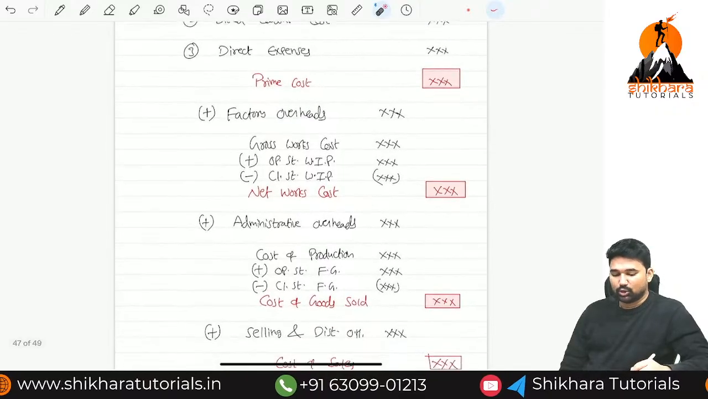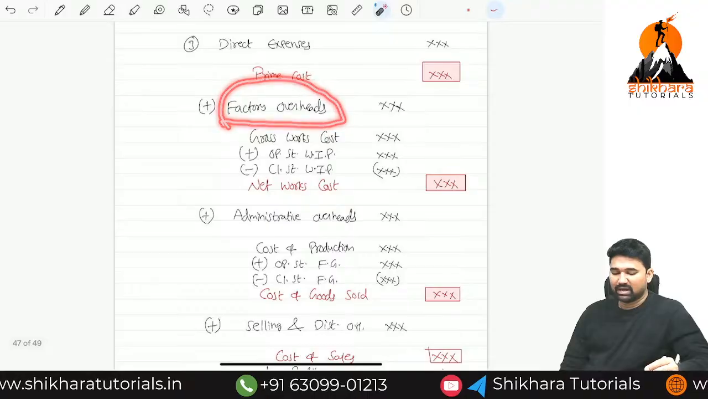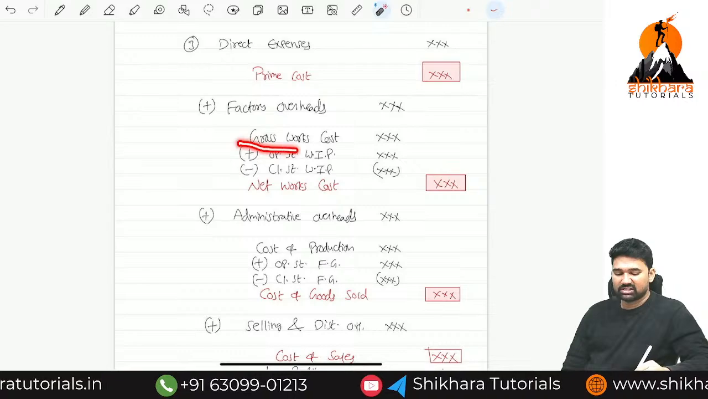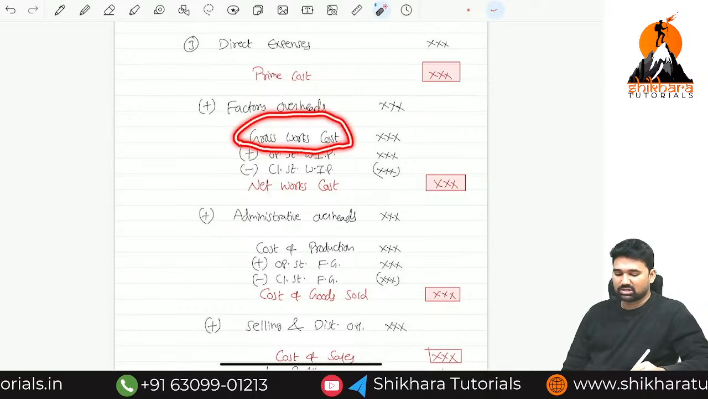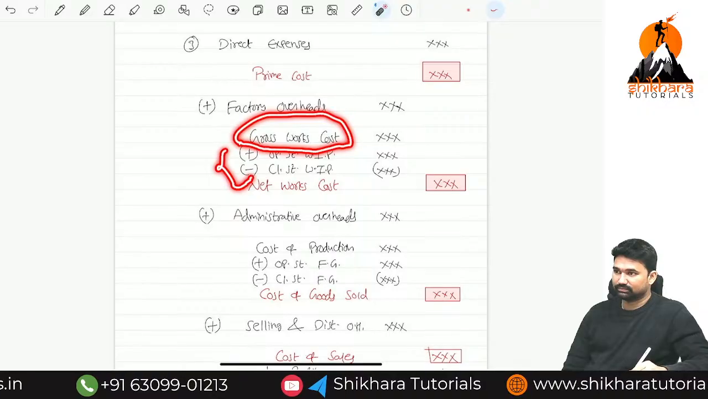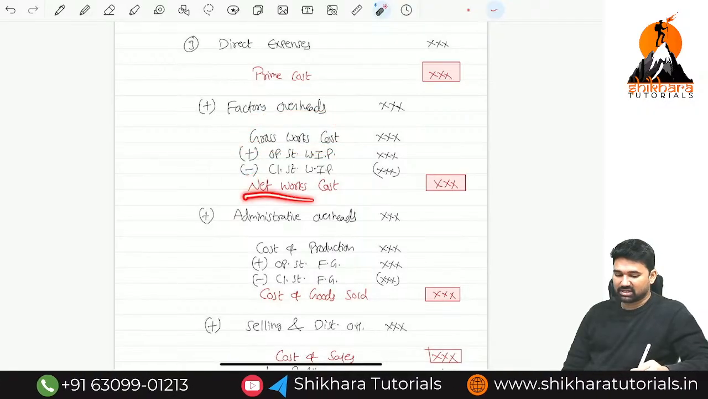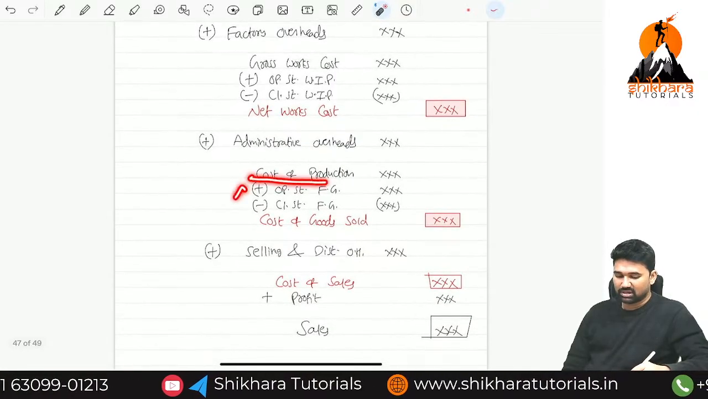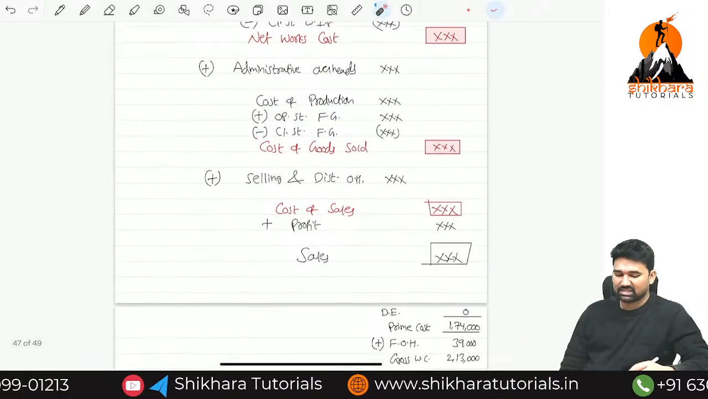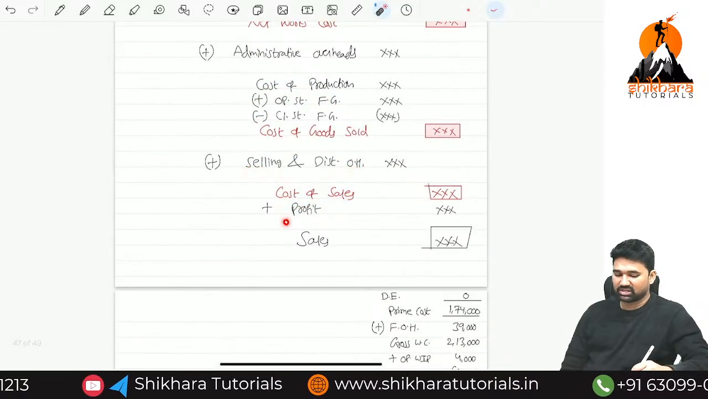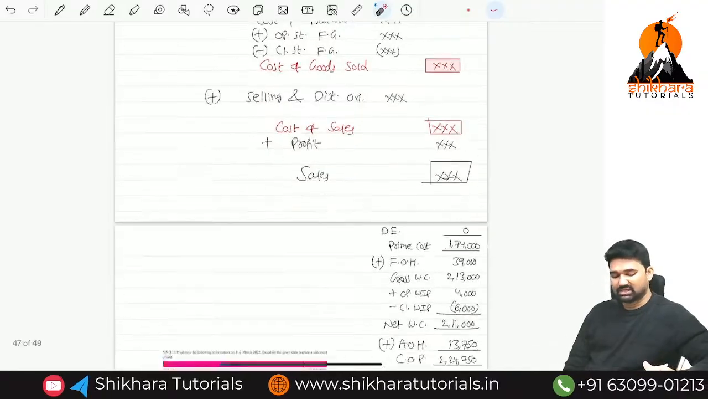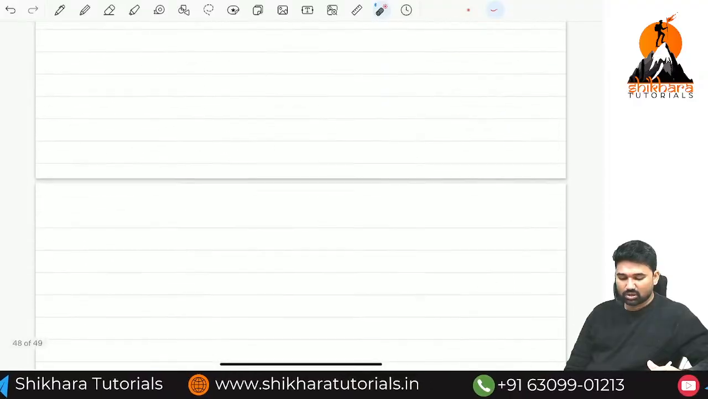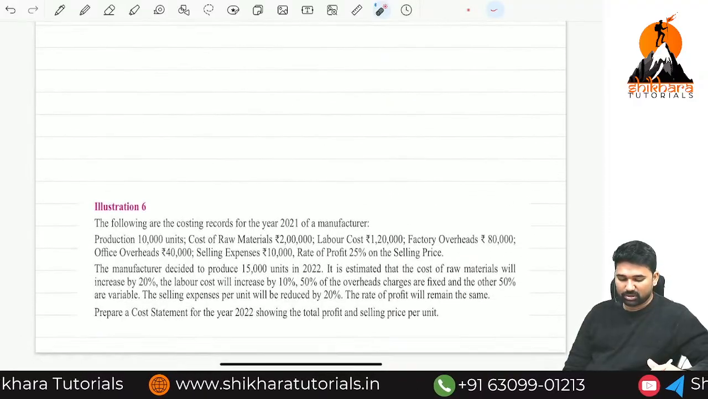Next one, to prime cost, what we need to do? We have to add factory overheads. And after addition of factory overheads, the result will be called as gross works cost, and we have to do an adjustment. Addition, subtraction. The result will be net works cost. And again, administration. Result is cost of production. And adjustment. Result is COGS. Selling and distribution. Result is cost of sales. We have to add profit and we will get sales. So this is the entire discussion with respect to cost sheet, and we will solve another problem also.